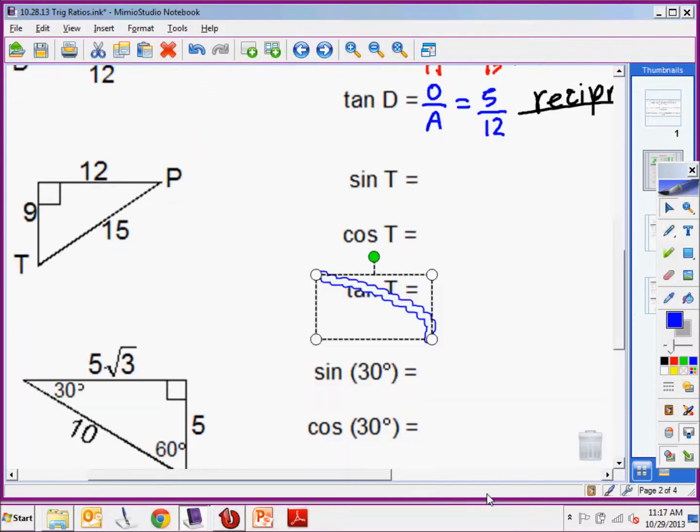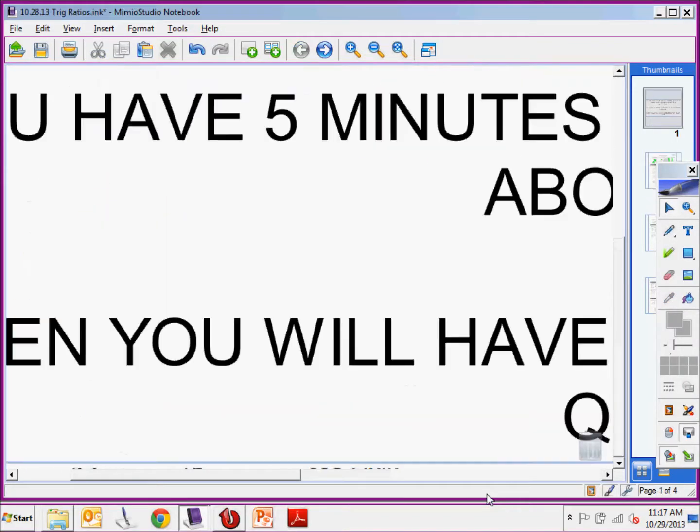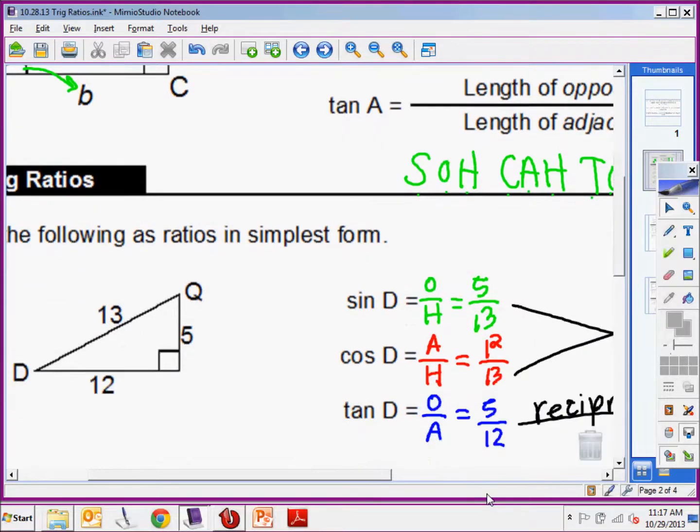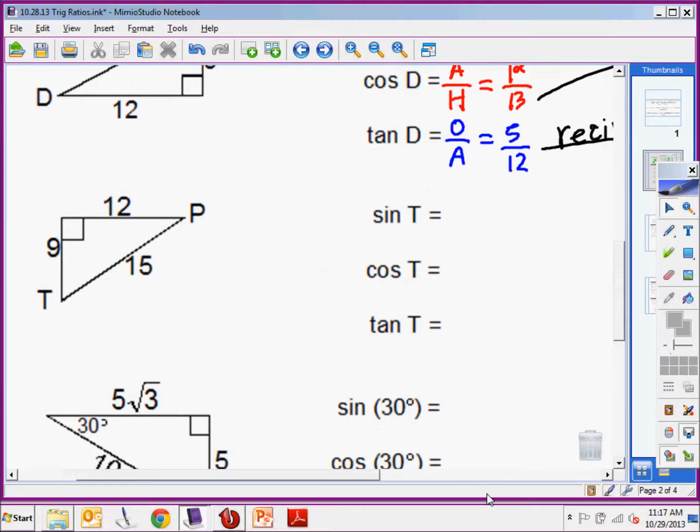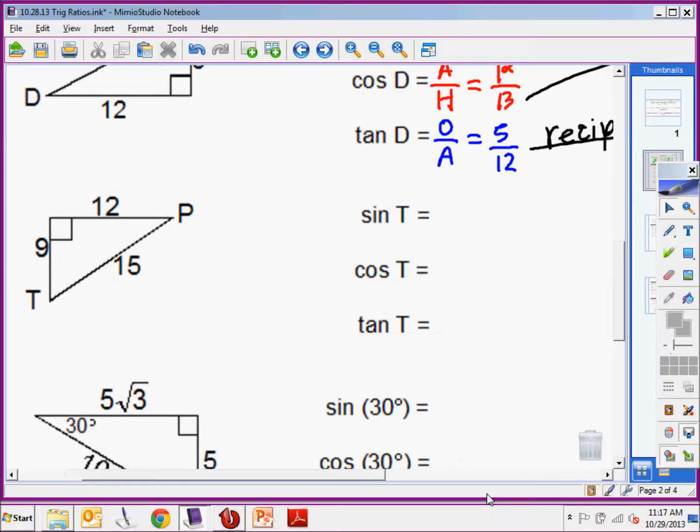All right. The next one we're doing, I want to emphasize the fact that you need to reduce. So what is sine again? O over H. Opposite over hypotenuse. And my hypotenuse is always the same. What's the angle my perspective is coming from? T. So what is the opposite from T? 12. And my hypotenuse is 15.